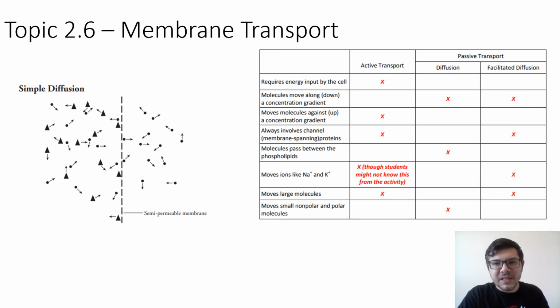So now, facilitated diffusion: molecules move along a concentration gradient. It involves a membrane-spanning protein, also known as an embedded protein. Facilitated diffusion can move ions such as sodium and potassium, and it can also move large molecules. So let's move on.